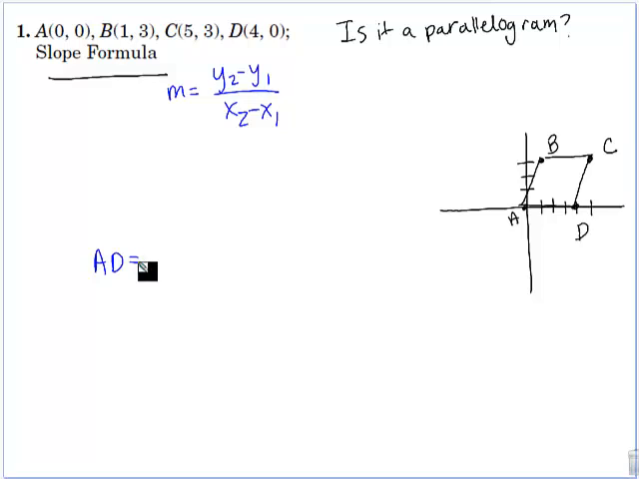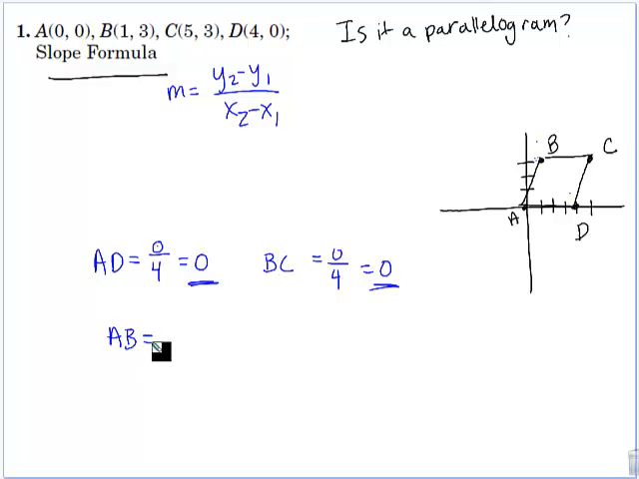From A to D, rise over run, we do not rise at all. So it has a rise of 0, and we went over 4. 0 over 4 simplified is 0. The side opposite to AD is BC. The slope from B to C, rise over run, we did not rise at all, so 0. We went over 4. Simplified down is 0. So our first set of opposite sides are equal. So far we're looking like we could have a parallelogram.